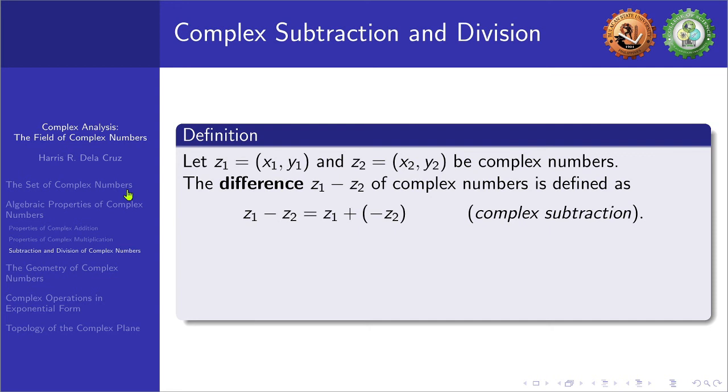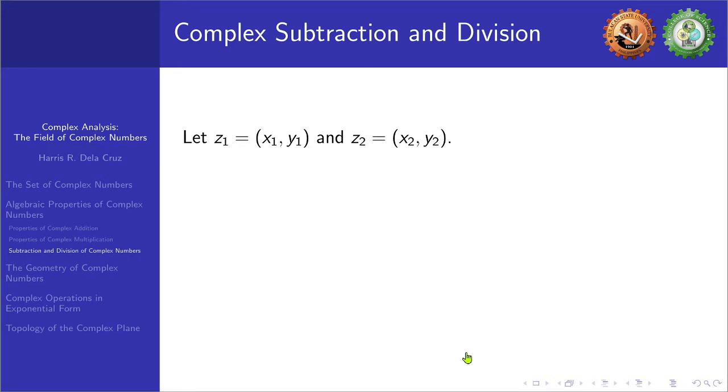Let's start with subtraction. Let C1 equals (x1, y1) and C2 equals (x2, y2) be complex numbers. The difference C1 minus C2 of complex numbers is defined as C1 plus the additive inverse of C2. So that is, C1 minus C2 is equal to C1 plus negative C2. In elementary operation, this is actually how we do subtraction. We change the sign of the subtrahend, then we proceed to addition.